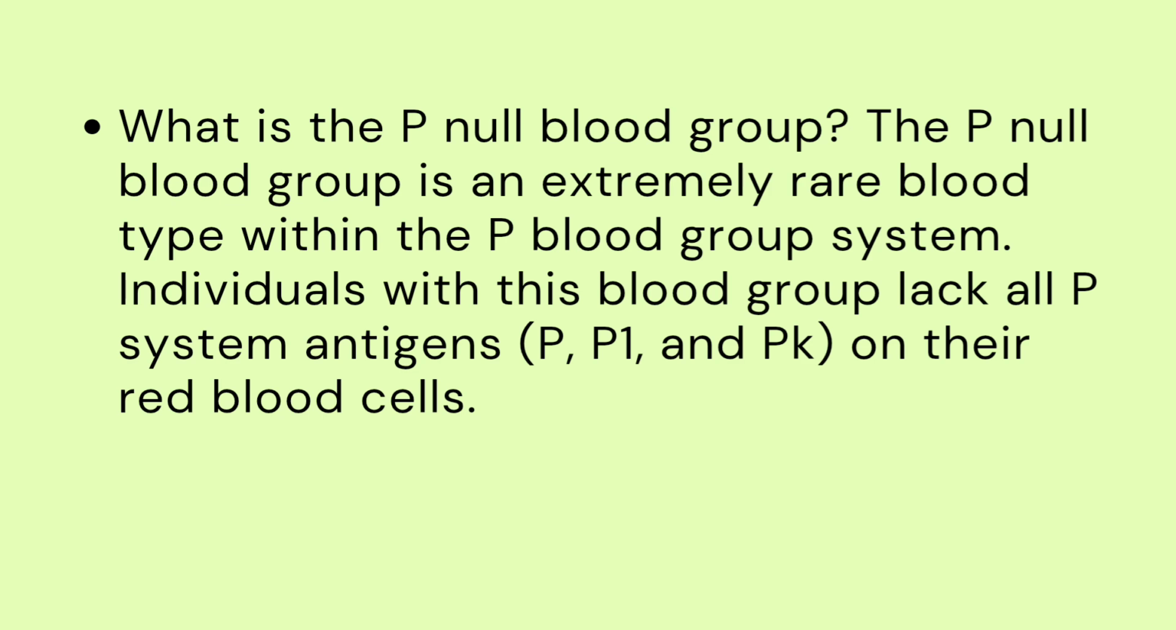What is the P-null blood group? The P-null blood group is an extremely rare blood type within the P blood group system. Individuals with this blood group lack all P system antigens, P, P1, and PK, on their red blood cells.